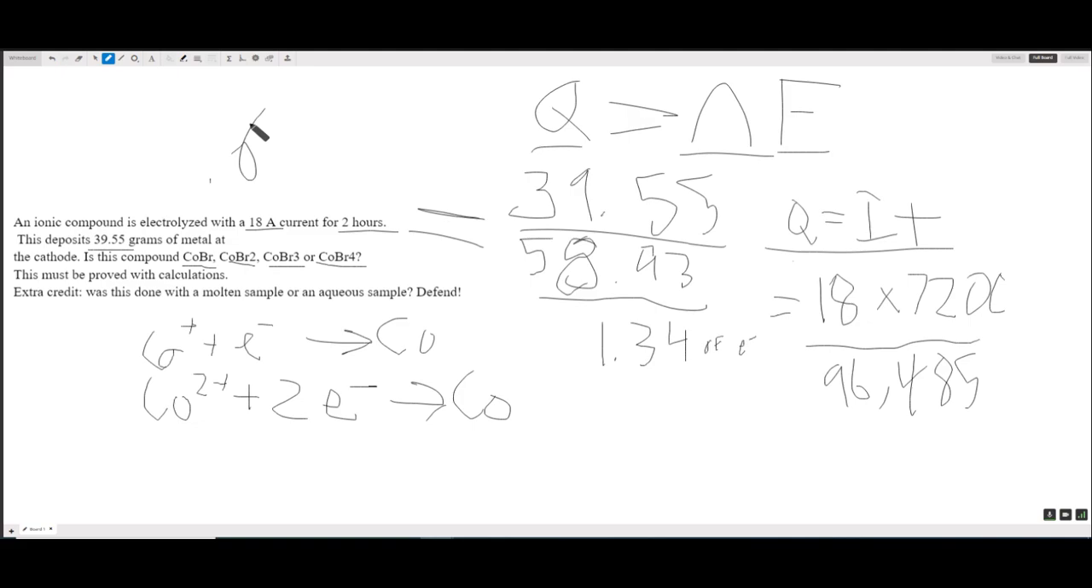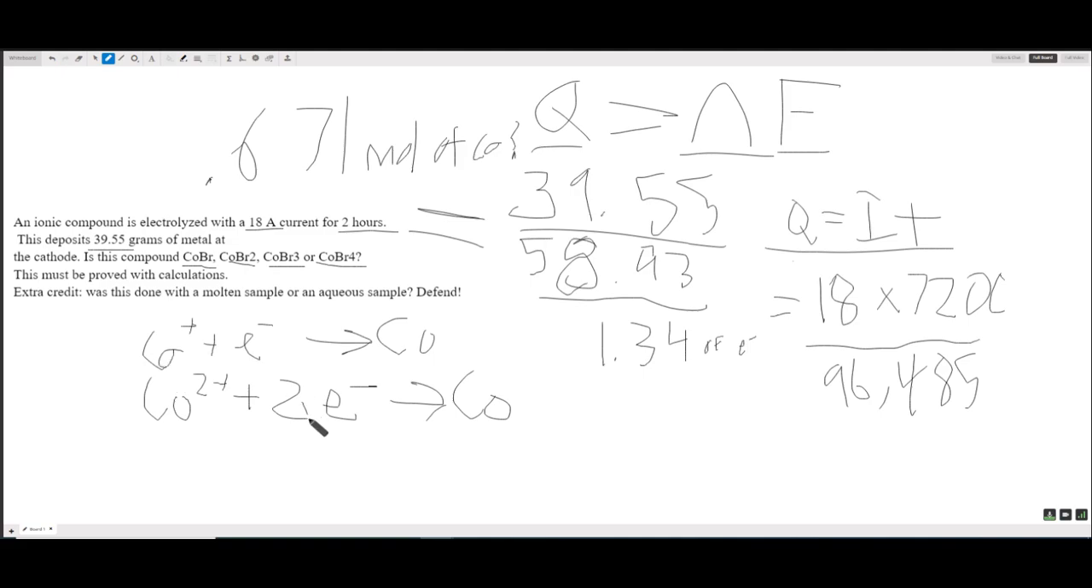Let me do that again, 39.55 divided by 58.93. That gives us 0.671 moles of Co. Now, we have moles of electrons.